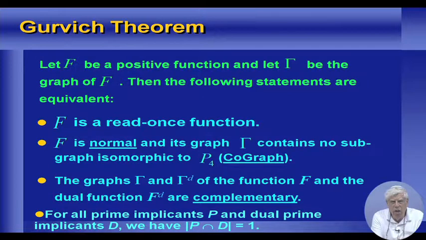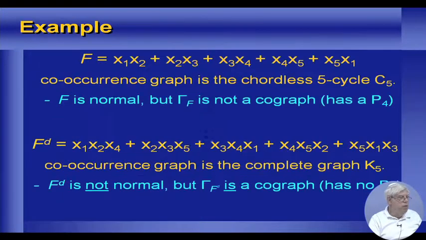The other conditions that are equivalent, that we won't go into as deeply: the graph of the function and the graph of its dual function are complementary. And another one: for all prime implicants of the function and all prime implicants of the dual of that function, the cardinality of their intersection has to be equal to 1. I just give you those results, but you will have to read up on that if you're interested in following up. Both of those conditions are important and required.